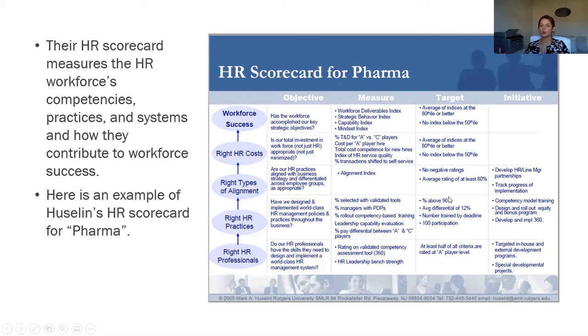The next column shows us the target, the goal for that particular measure. And then this last column details some of the things that we'd like to start doing in the future to help us reach those targets that are related to the measures that are related to the objectives.